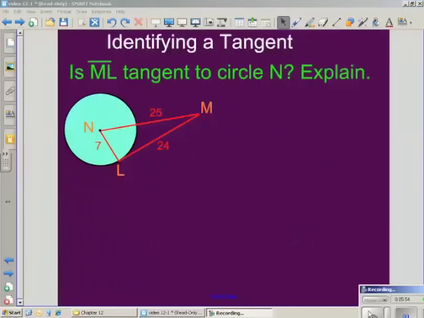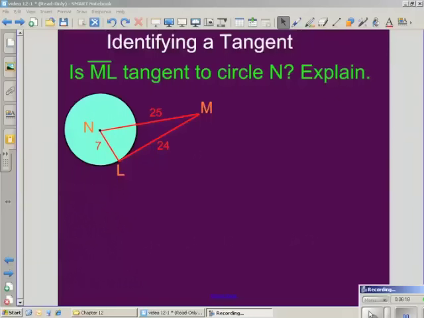Next question, identifying a tangent. Is segment ML tangent to circle N? Explain. Well, we know the lengths of the sides of triangle LMN, and we need to determine whether segment ML is tangent to circle N. Segment ML is a tangent if it is perpendicular to segment NL.